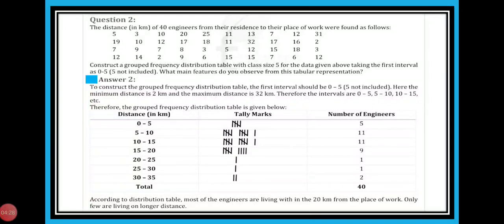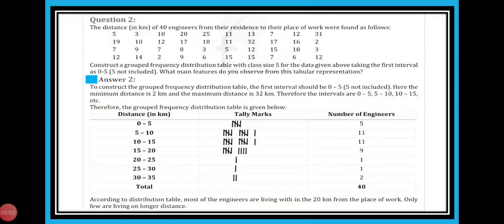Here the minimum distance is 2 km and the maximum distance is 32 km. Therefore the intervals are 0 to 5, 5 to 10, 10 to 15, 15 to 20, and so on. Now the grouped frequency distribution table is given below. As it is distance, we take the first column as distance in kilometers. The middle column is for tally marks, and the last column is for frequency, that is, the number of engineers.